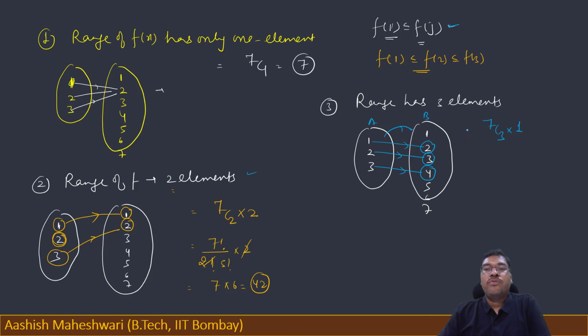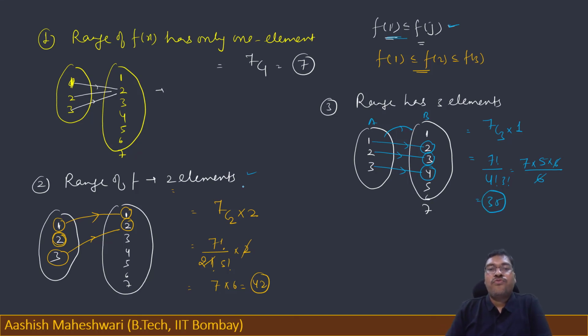So the total number of functions which satisfy the condition, that the range has 3 elements and f(i) is less than or equal to f(j), is 7C3. And you can check this. This is 7 factorial divided by 4 factorial, 3 factorial. You can see this is 7 into 5 into 6 divided by 6. This will be cancelled, and this is 35.